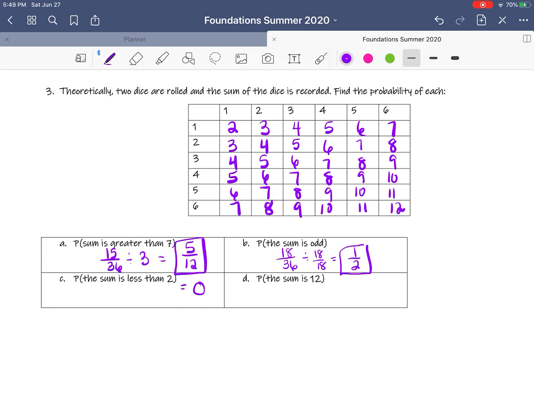Goodness. And then the last one, the sum is 12. There's only 1 out of the 36 outcomes. That's all I have for basic probability.